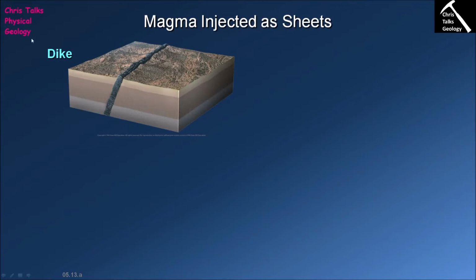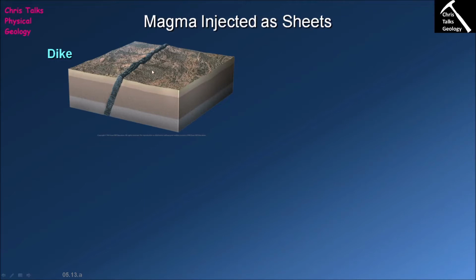So the first feature we're going to look at is a feature which we refer to as a dike. So dikes are sheet-like intrusions. They are often vertical to subvertical, so they are almost always nearly upright, and they cut across strata. So we can see that this dike here is cutting through these three layers of rock.